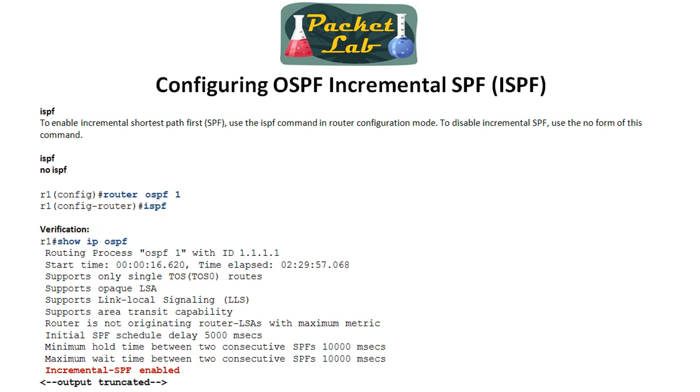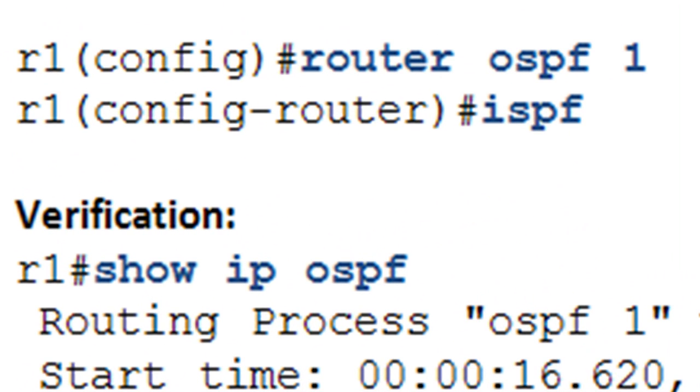Well, the easiest part of OSPF Incremental SPF is the configuration. It's dead simple to configure. You just need to know four letters. So you go into the router process. In this case, we're on R1. We go under router OSPF process 1, and then you type in ISPF, hit enter, and this is now configured.